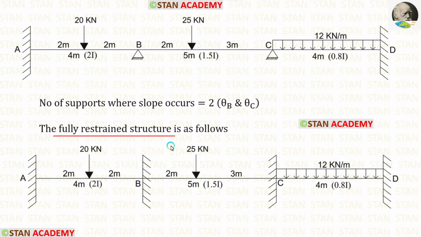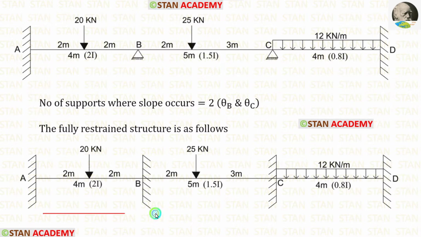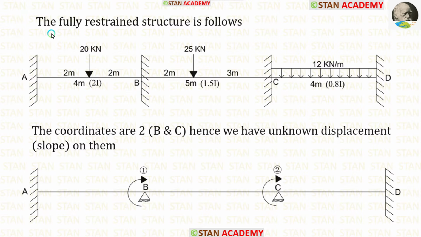We already know only in the fixed support there will be no slope. So let us remove the hinged supports from the point B and from the point C and replace them with the fixed supports. Right now in this beam there is no slope because all the supports are fixed. That is why it is called the fully restrained structure. We have made the fully restrained structure.